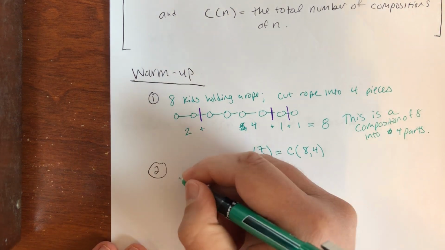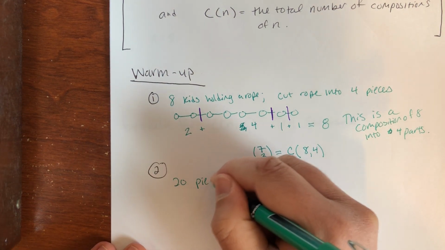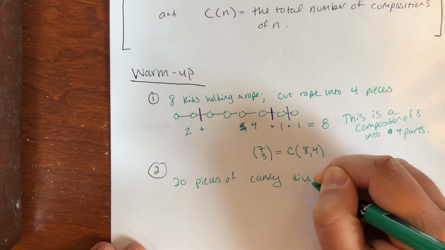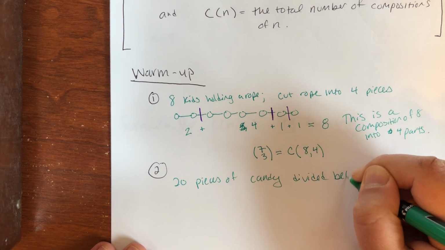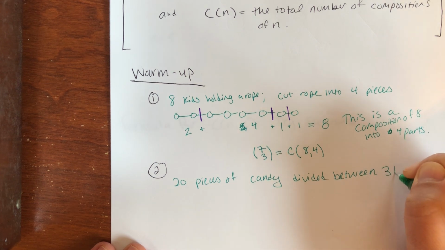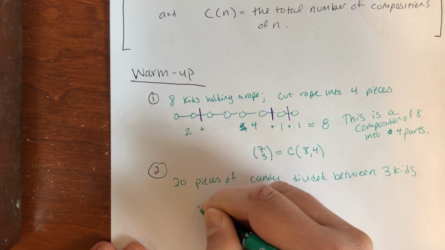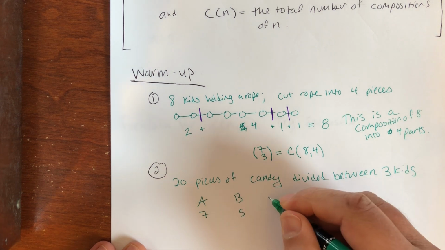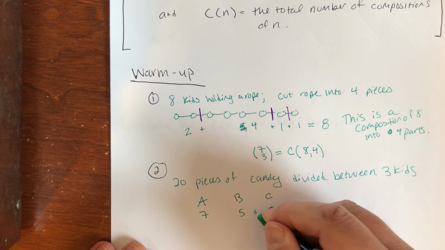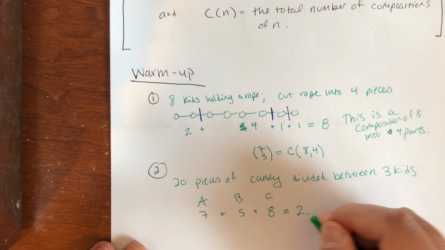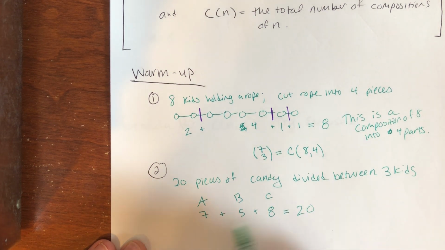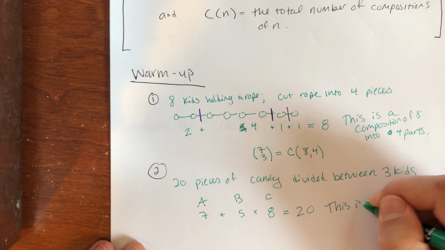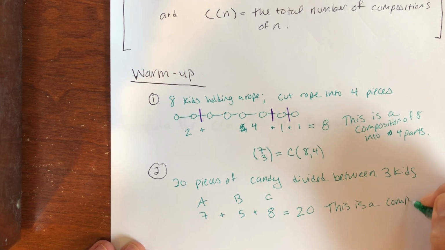Now for number 2, we had 20 pieces of candy divided between 3 children. So for example, you could give Abby 7 pieces of candy, and you could give Ben 5 pieces of candy, and Kara 8 pieces of candy. And so we're taking 20 and we're dividing it up into 3 parts. So this is an example of a composition of 20 into 3 parts.